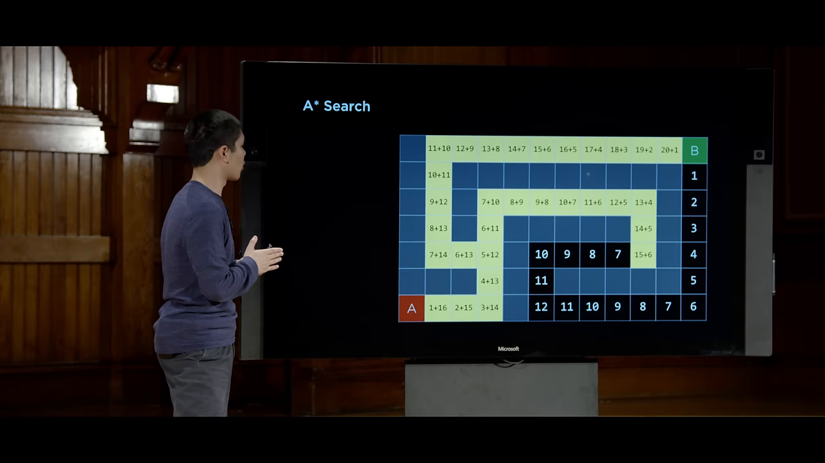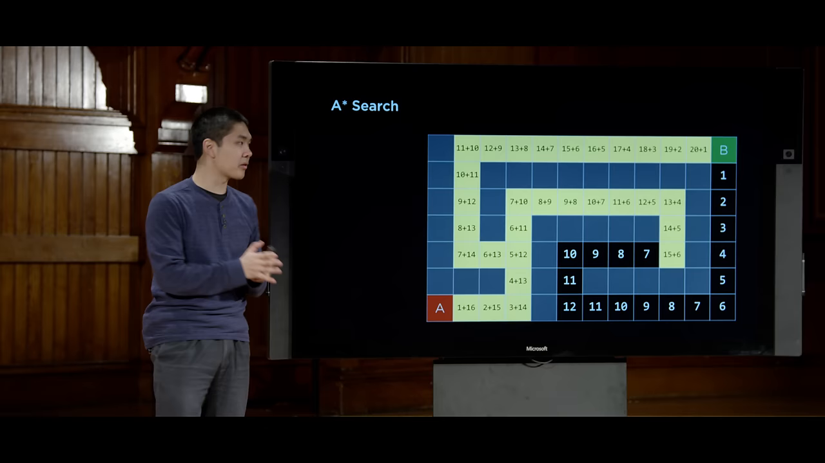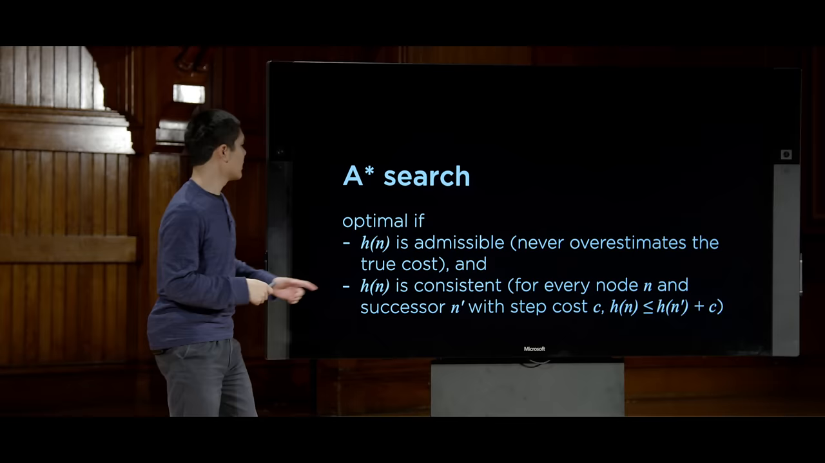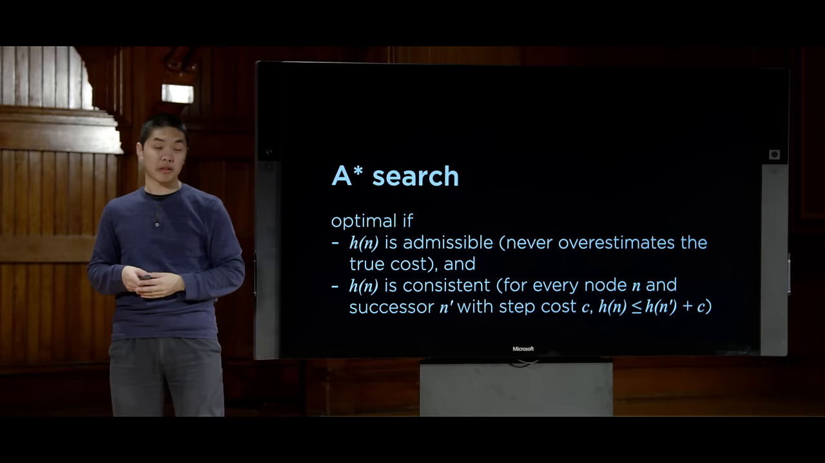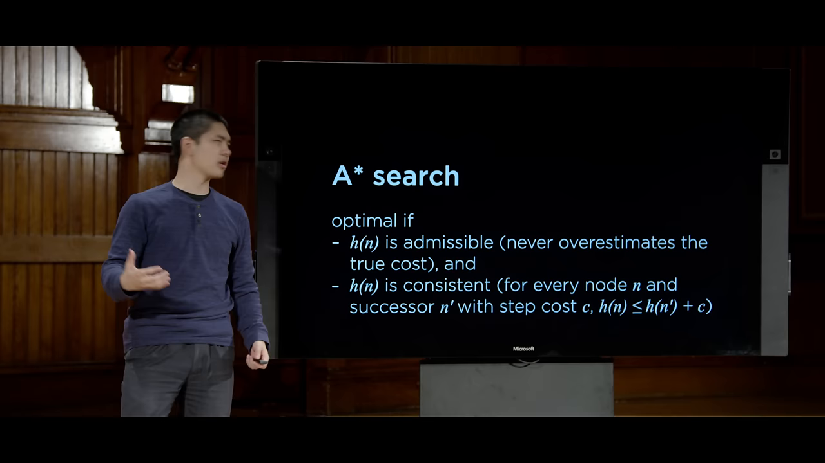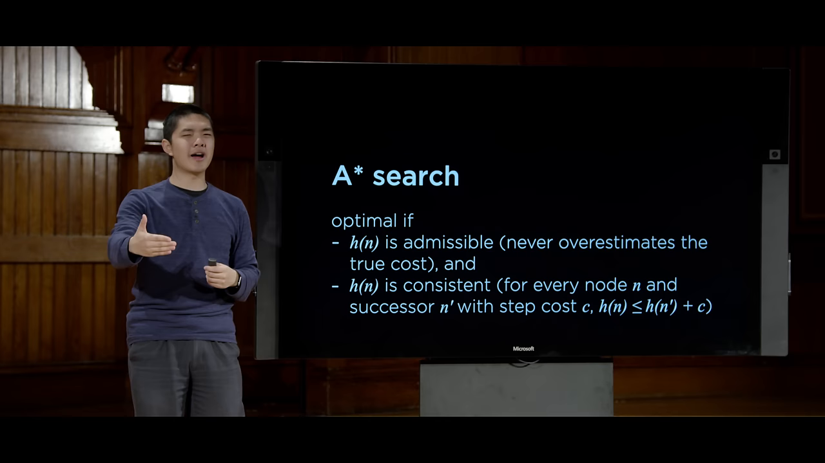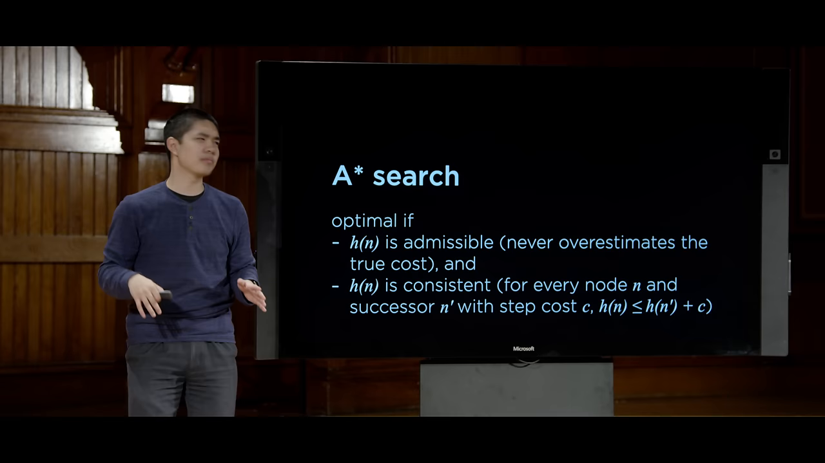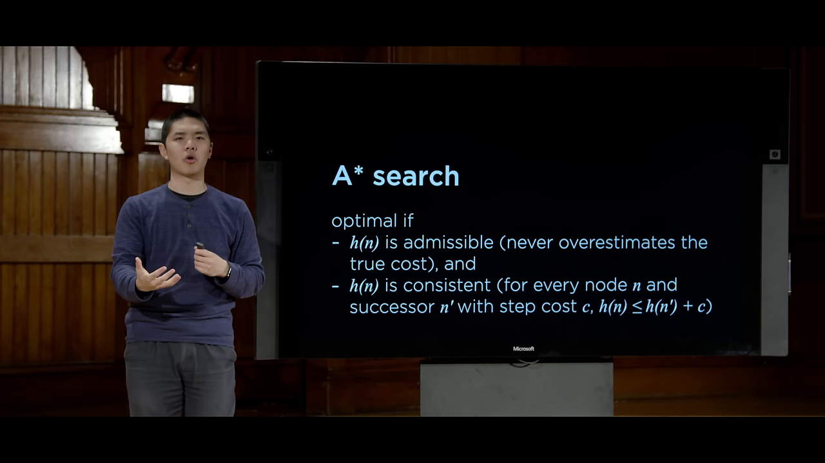And it turns out that A star is an optimal search algorithm under certain conditions. So the conditions are h of n, my heuristic, needs to be admissible. What does it mean for a heuristic to be admissible? Well, a heuristic is admissible if it never overestimates the true cost. H of n always needs to either get it exactly right in terms of how far away I am, or it needs to underestimate. So we saw an example from before where the heuristic value was much smaller than the actual cost it would take. That's totally fine. But the heuristic value should never overestimate. It should never think that I'm further away from the goal than I actually am.